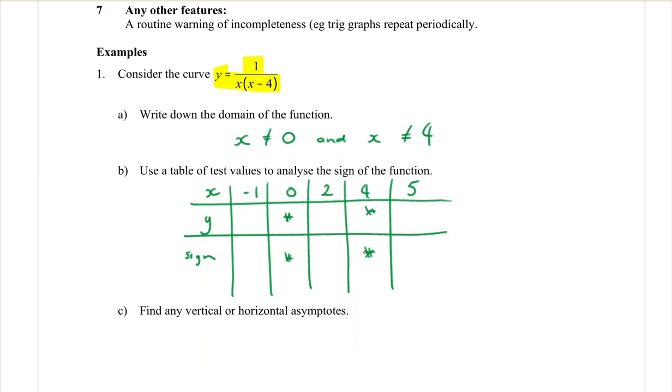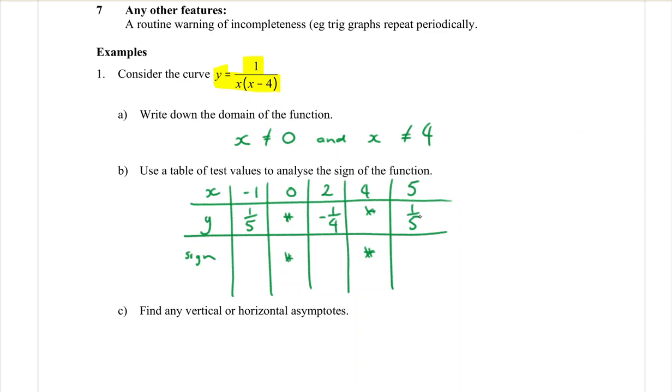Now, grab your calculators out and start subbing in the other values. So -1. 1 over -1 bracket -1 minus 4 equals 1/5. Good. Change the number. You don't have to retype it. Put in 2. Very good. Sub in 5. 1/5 again. Good. So the sign is positive.